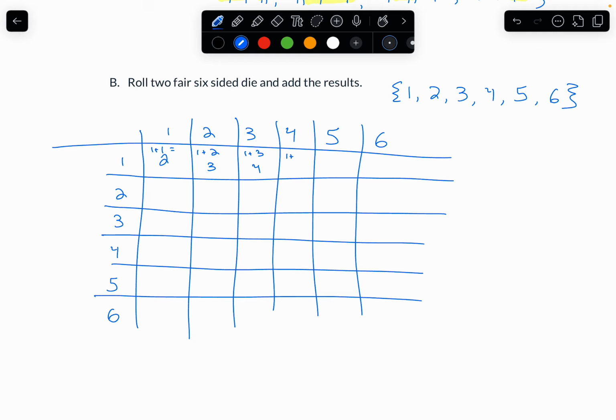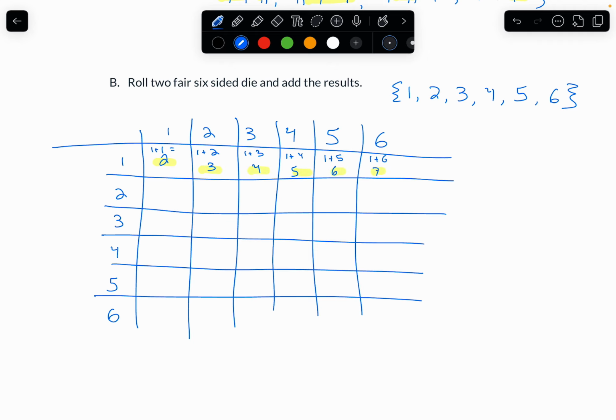Next one, 1 plus 4, that gives me 5. 1 plus 5, that gives me 6. And 1 plus 6, that's going to give me 7. Okay, so my outcomes here are 2, 3, 4, 5, 6, 7. But that's only one row. I've got to consider the other rows as well.